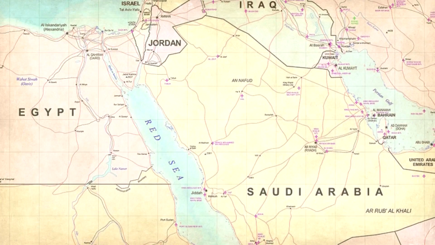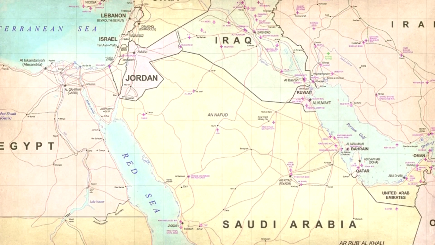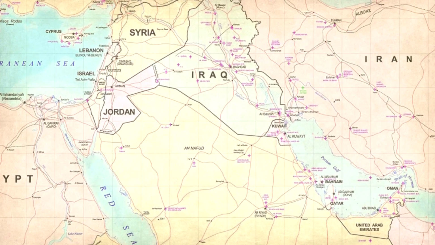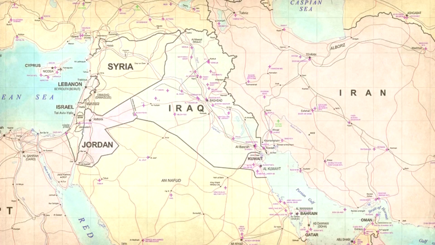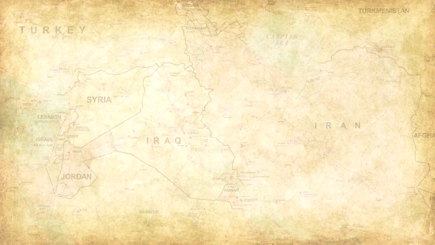In this video we're going to take a look at the flags of the Middle East. And I know some people have different definitions for the Middle East, but in this video we're going to include the Stans and the Caucasus region.